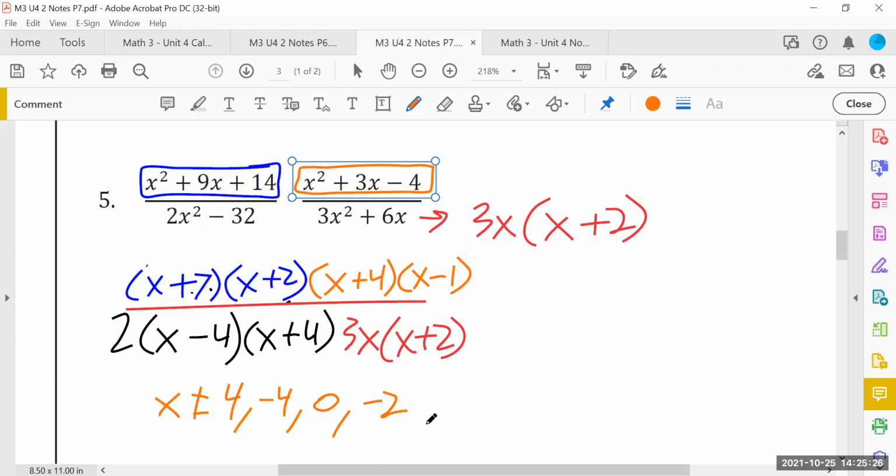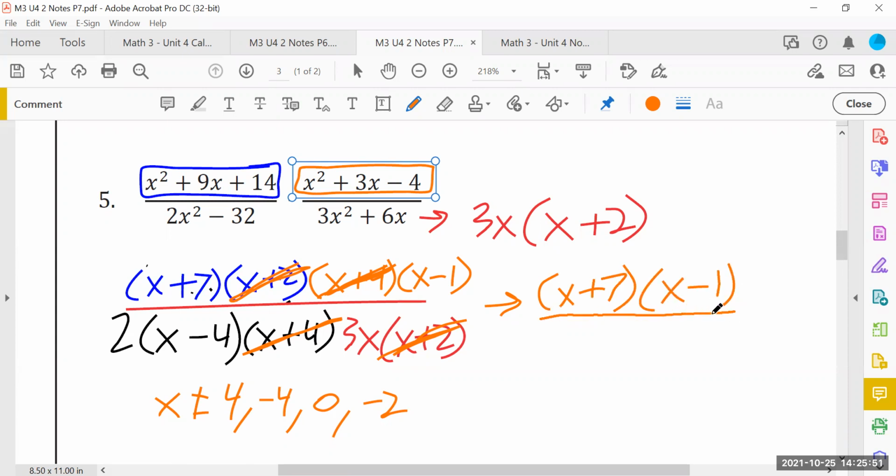And then I can simplify. So it looks like I can take out x plus 4s. X plus 4 over x plus 4 would be 1. X plus 2 over x plus 2 would be 1. And I think that would be it, leaving me with x plus 7 over x minus 1 divided by 2 times 3.